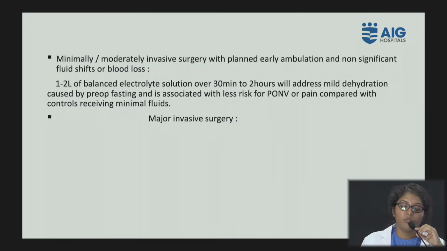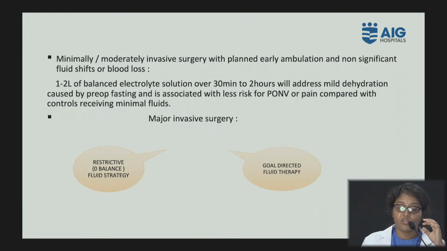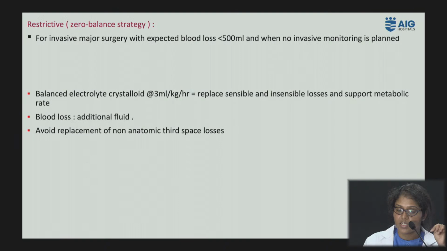For a minimally or moderately invasive surgery with planned early extubation and non-significant fluid losses, 1 to 2 liters of balanced electrolyte solution over a period of 30 minutes to 2 hours will address the mild dehydration caused by preoperative fasting. For a major surgery, there are two kinds of fluid management strategies. One is a restrictive zero balance and the other is goal-directed fluid therapy. We usually go for goal-directed fluid therapy. Restrictive zero balance is used in a major invasive surgery with an expected blood loss of less than 500 and when no invasive monitoring is planned.